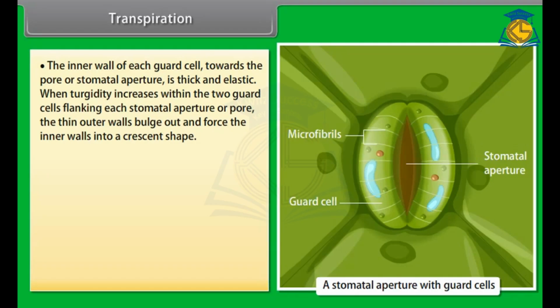When turgidity increases within the two guard cells flanking each stomatal aperture or pore, the thin outer walls bulge out and force the inner walls into a crescent shape.